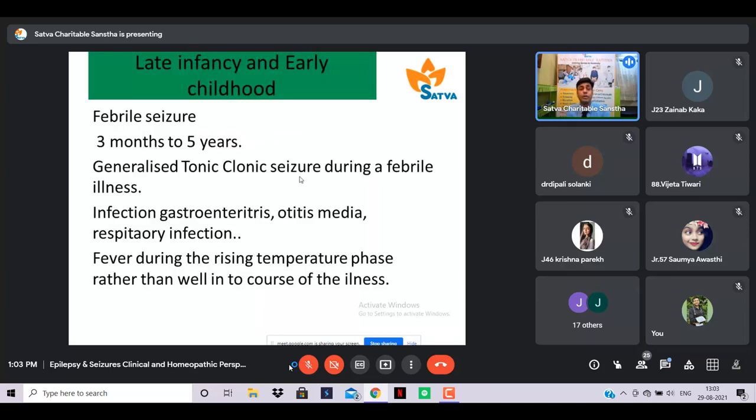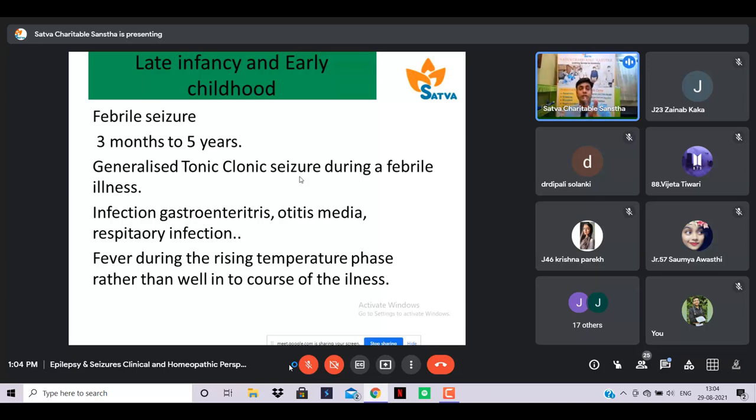Then what is more important here is febrile convulsions are very common. We have a child at our house. If there is a fever, we need to control the fever. And from a homeopathic physician's angle also, we have to be aggressive in treating a child who has got a fever, because there are chances the child may go into febrile convulsions and get a GTC, generalized tonic-clonic seizure, during a fever episode. So reducing the temperature is very important.